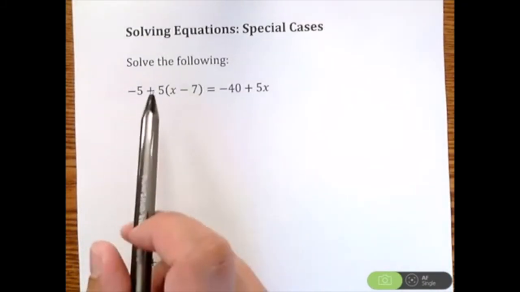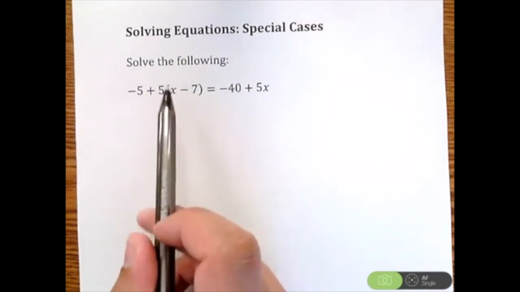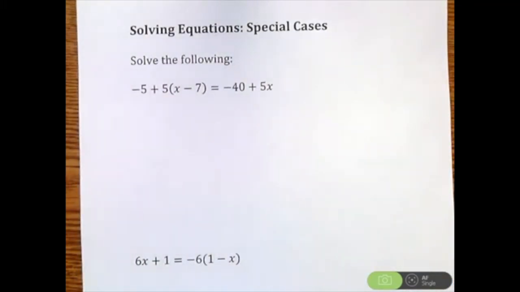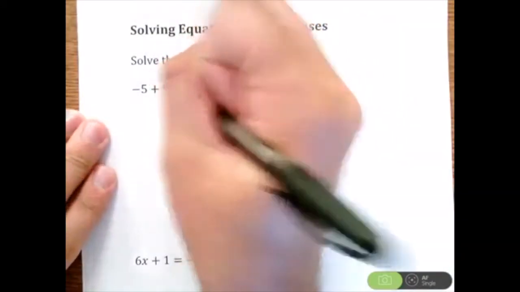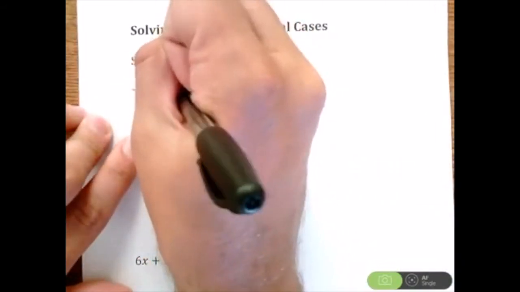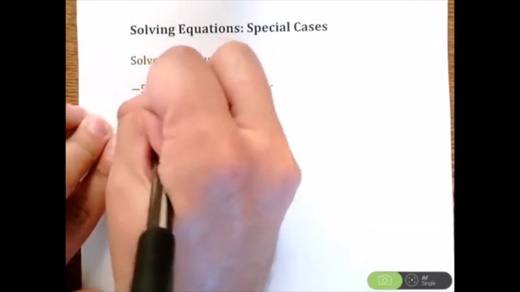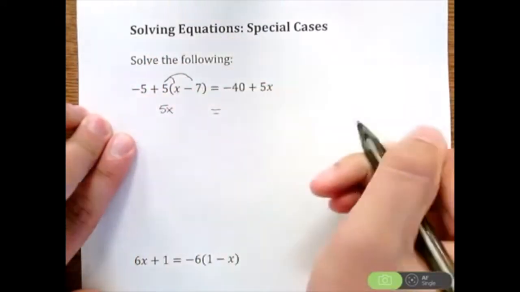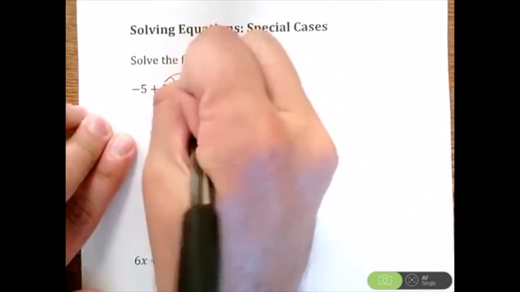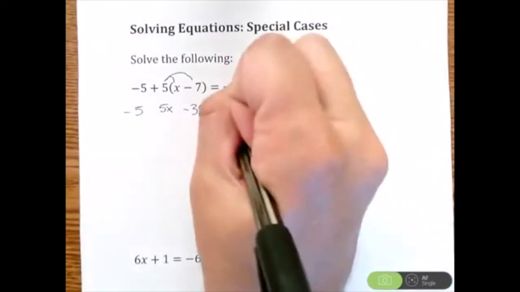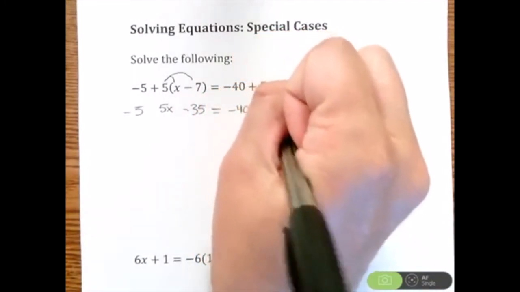First problem: -5 plus 5 times the quantity x minus 7 equals -40 plus 5x. The first thing I see is parentheses, and I would like to get rid of those. I'm going to take this positive 5 and distribute it on through. 5 times x is 5x, and 5 times -7 is -35. I still have that -5 out front that I have not touched yet. On the right side there are no parentheses to distribute, so it stays the exact same.